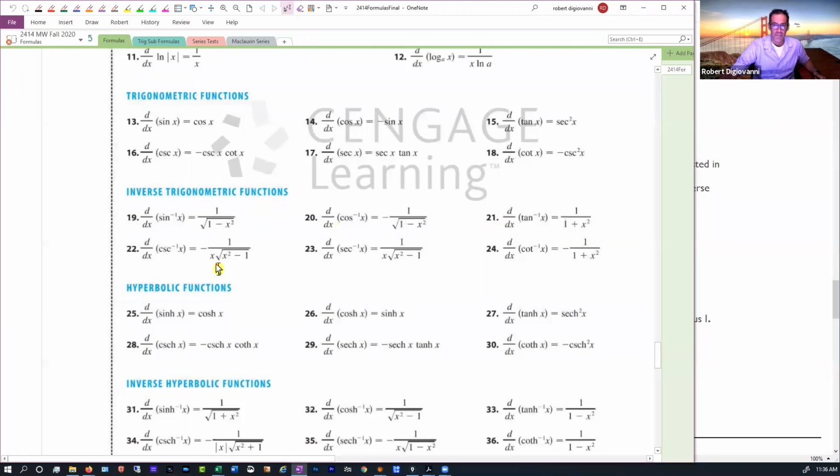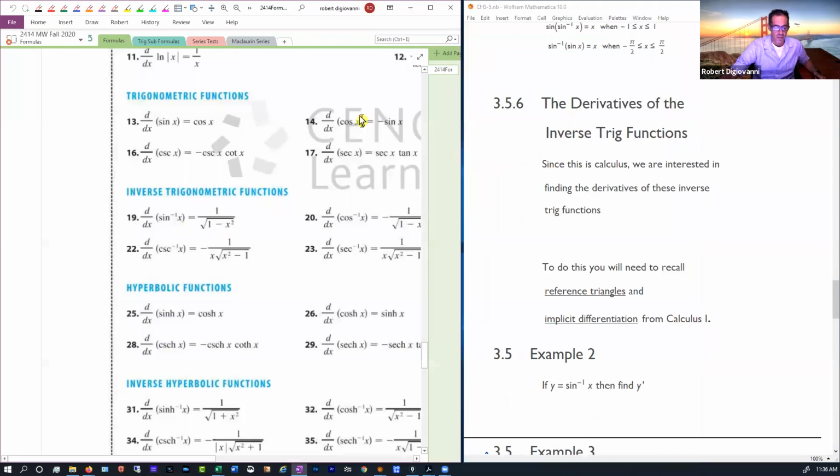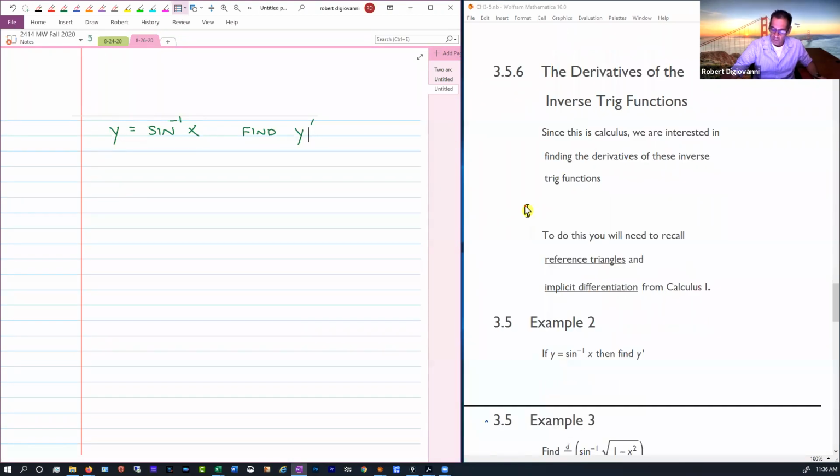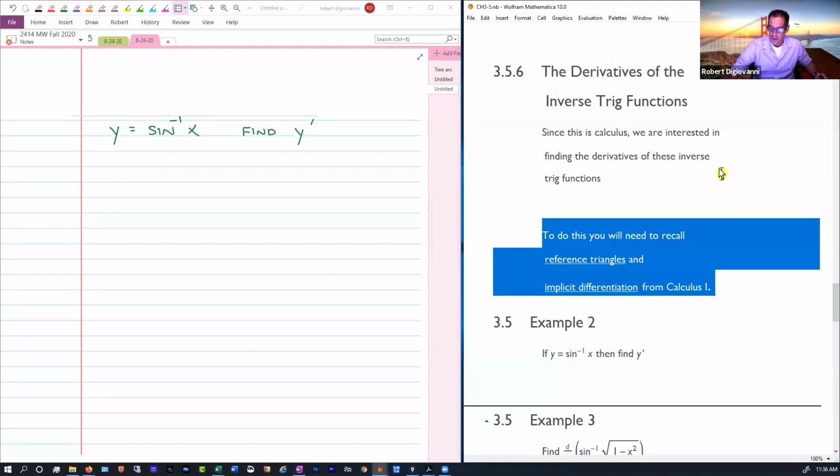Here's all 6 of them, all right here. So you don't have to memorize these, all right? But we need to see where they come from. And the reason we need to see where they come from is because the technique that we use to actually find the derivative is something that we're going to use later when we're doing something else. So to find out what the derivative of the inverse trig function is, we are going to have to use a couple of things from Cal 1. Something called a reference triangle and implicit differentiation. So these are things that in Cal 1 you should have covered. So I'm going to work through this.